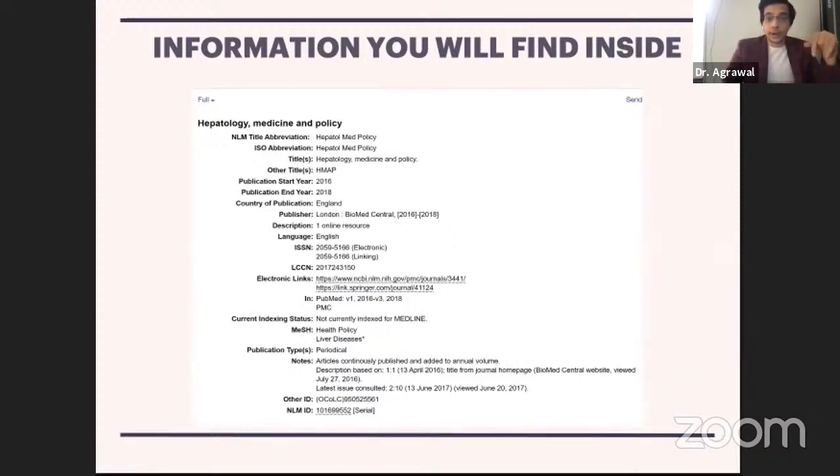So this means that it's not in the Medline database and therefore may not be in the PubMed database either, right? But it does say that it's in PubMed and in PMC. So that's why I explained to you that PubMed is just a search methodology for Medline. There may be some journals which are indexed in PubMed but not in Medline. So that's why this says it is indexed in PubMed since 2016 and 2018.